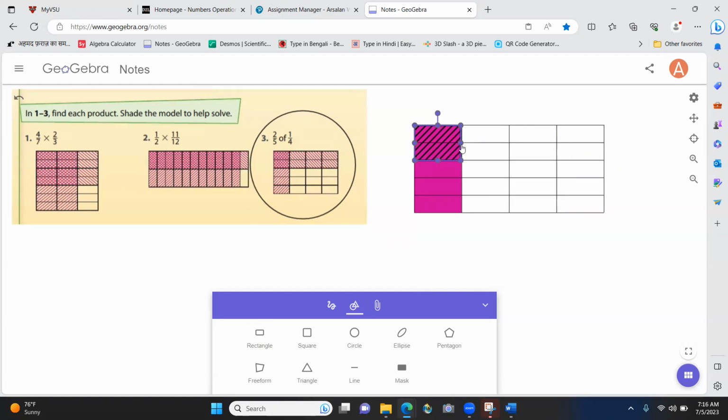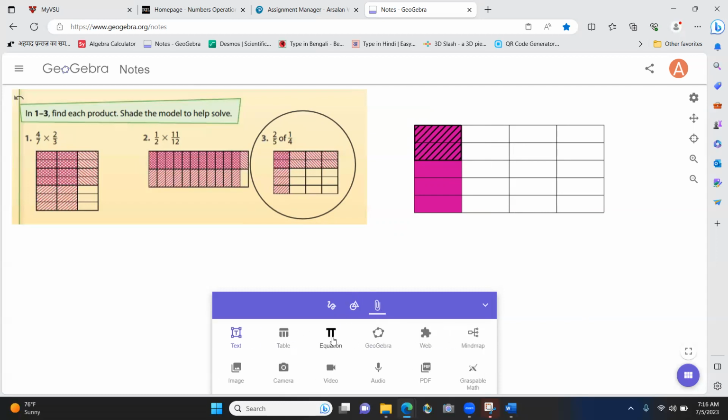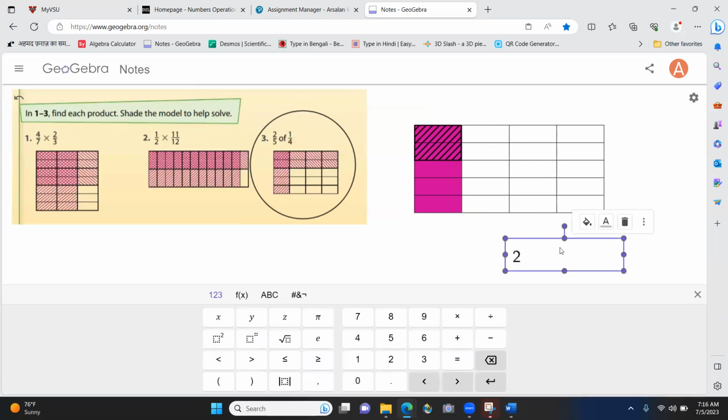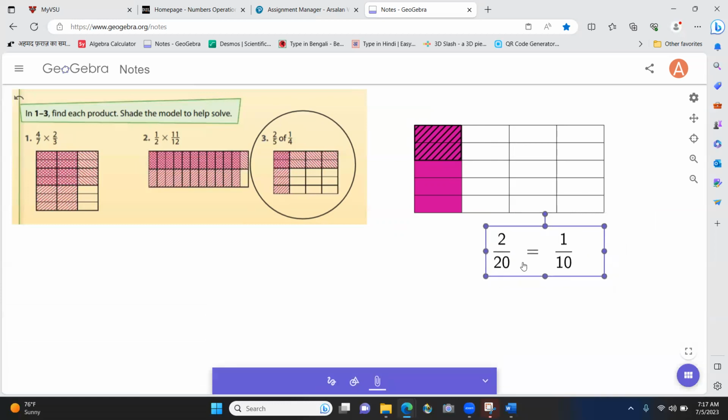Now, the final answer is, what part of the candy bar did you eat? If you ate 2/5 of 1/4 of the candy bar, what part of the whole candy bar did you eat? Well, you ate 2 out of 20. Now, 2 out of 20 is 1/10. Got it?